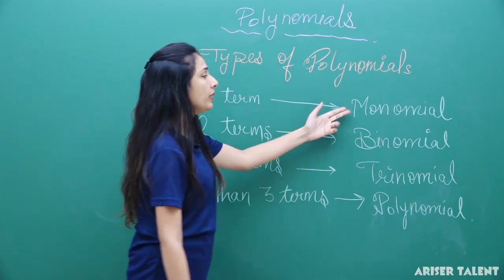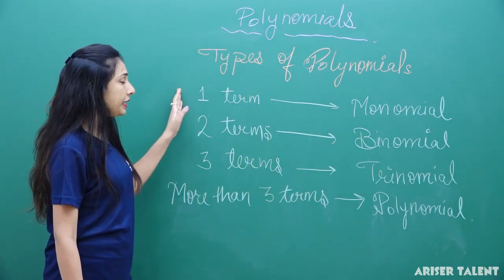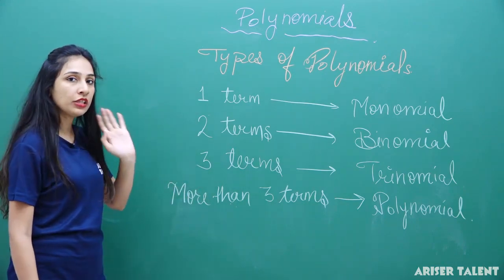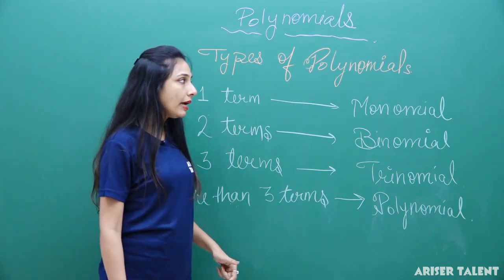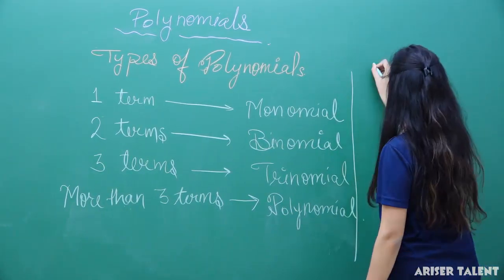Understood? Monomial, binomial, trinomial and polynomial. Okay, 1 term, 2 term, 3 term and more than 3 term. Now we will talk about some examples. Okay, so here we will write some examples of them.